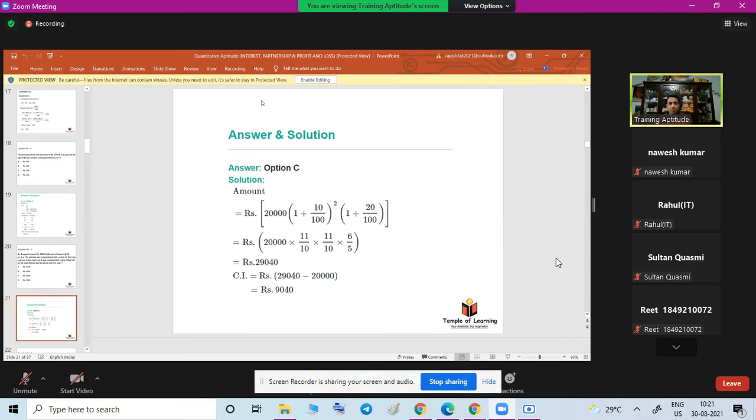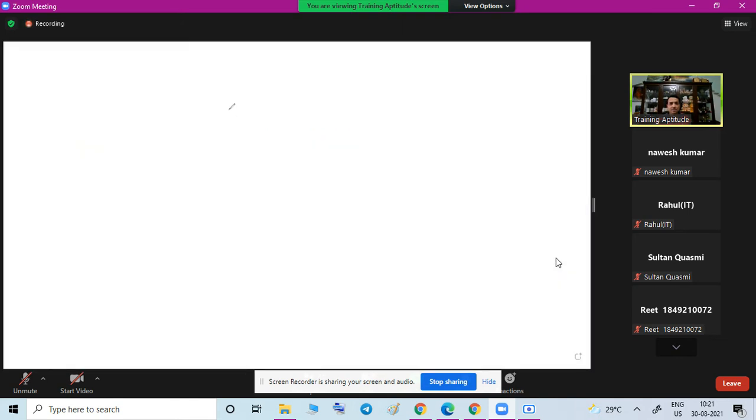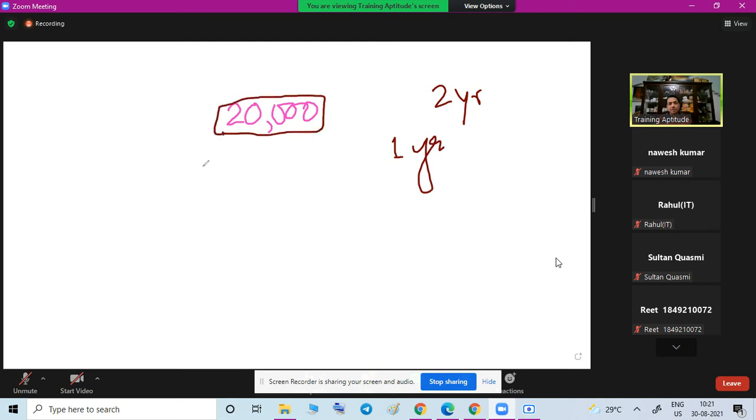Let me first explain what the question talks about. The question says that the money was 20,000 and there is a concept of compound interest applied here. Total time is 2 years. First 1 year, this money is put in compound interest.